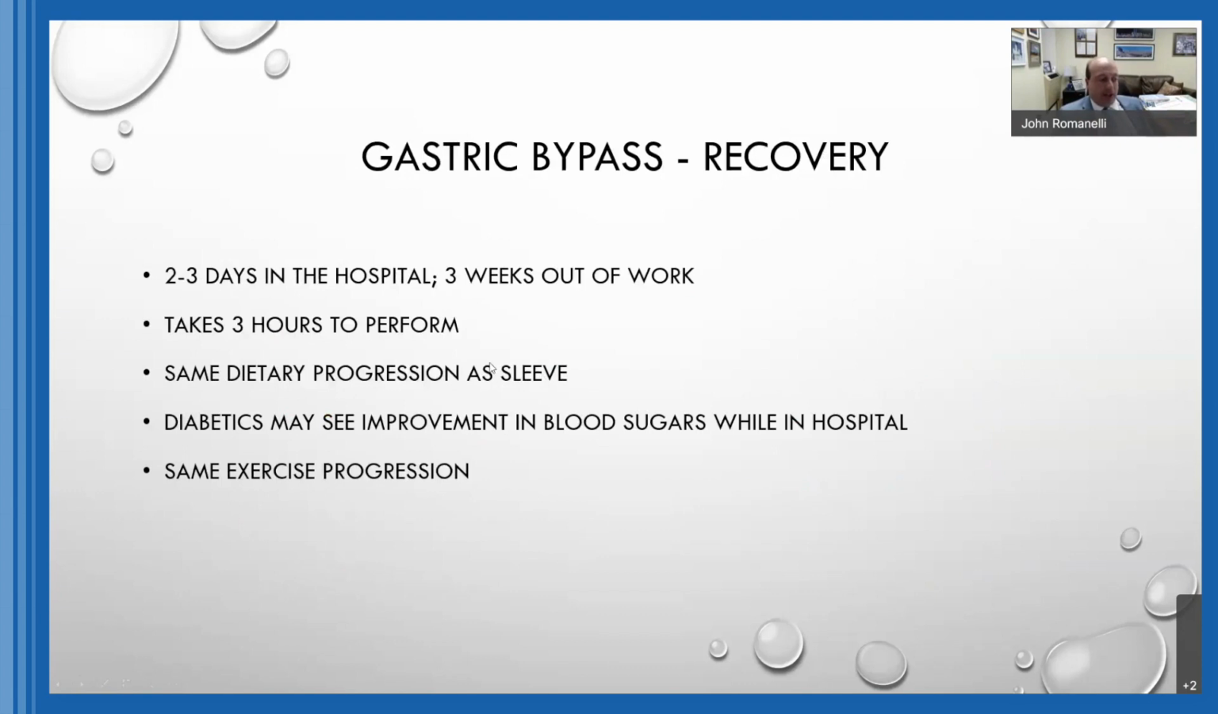Similar dietary progression as the sleeve as we described, and diabetics may actually see their blood sugars get better while they're in the hospital. In fact, some people that have to take insulin might be off insulin as soon as 3 days after the operation. So it does take some careful monitoring of your sugars to make sure that they don't fall too low. And similar exercise progression, these are done through the same incisions, so that doesn't change.